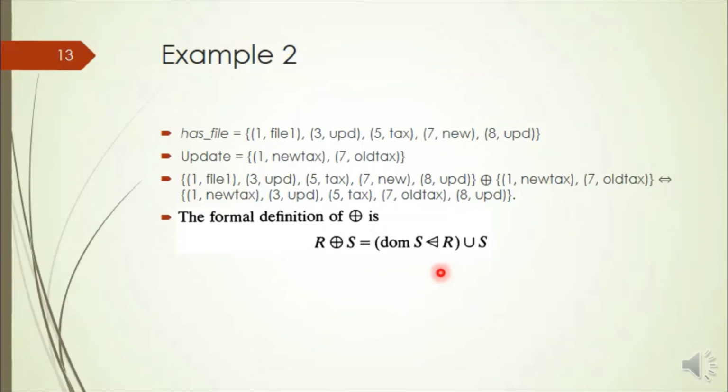formula where R stands for the old relation. For example, you can replace R with has file relation, and S can be replaced with the update relation, and by applying the domain subtraction operator you get the same answer. So you must apply this formula to get the same answer given in this slide.